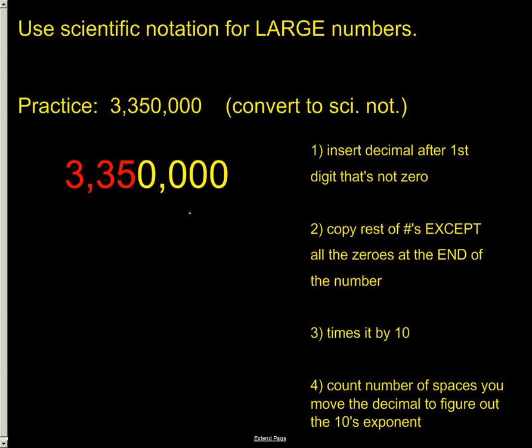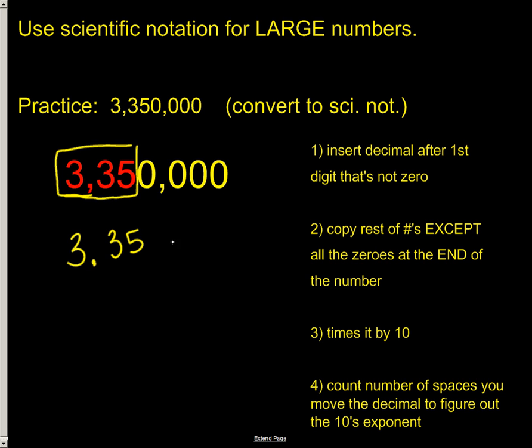3,350,000. Very first thing, insert the decimal after the first number that's not 0. So my first number that is not 0, let's put a 3 there. Then copy the rest of the numbers except for all of the zeros that are on the end. So I've got to pull down that 3 and the 5.